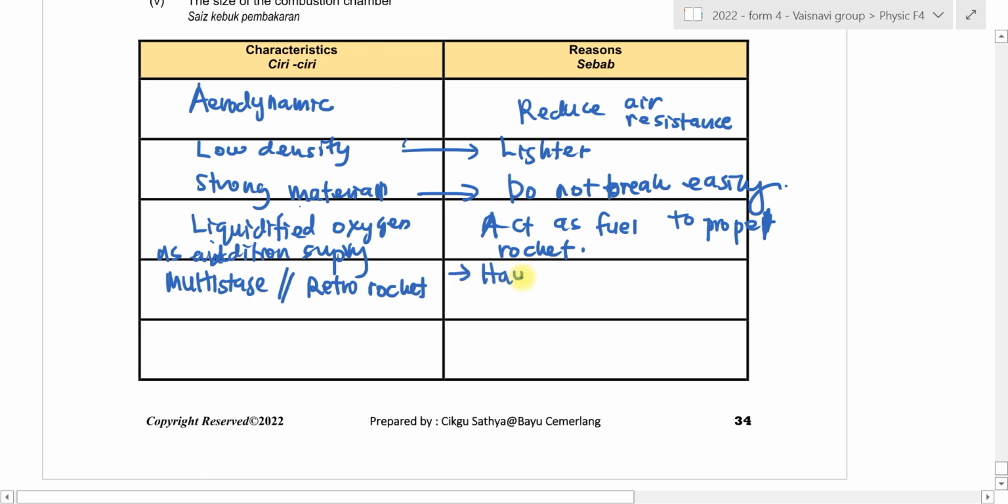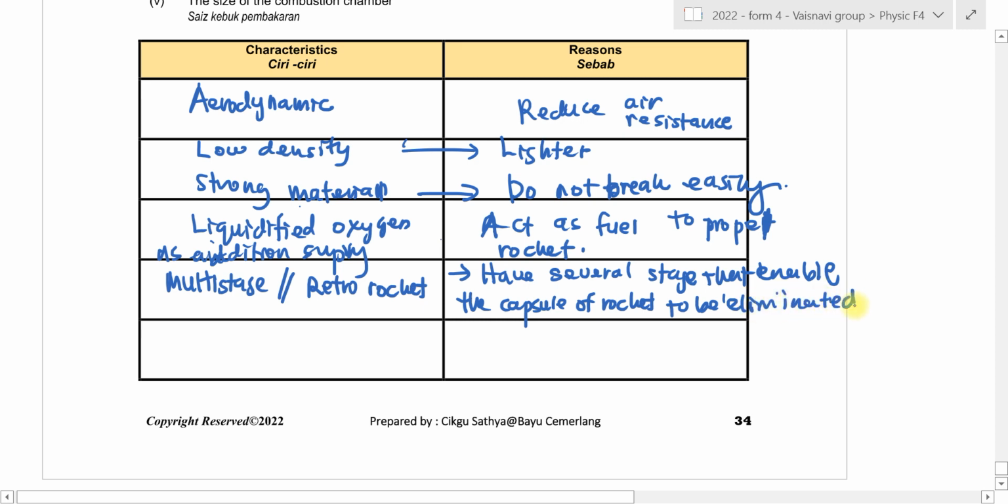Reason: it has several stages that enable the capsules of the rocket to be eliminated to lower the mass.